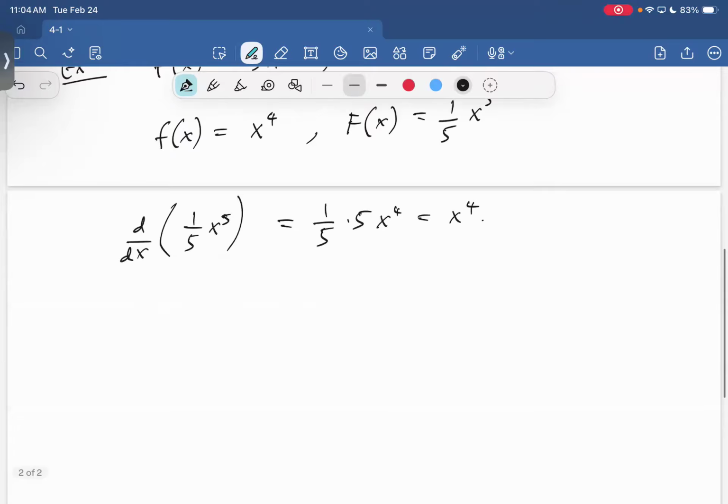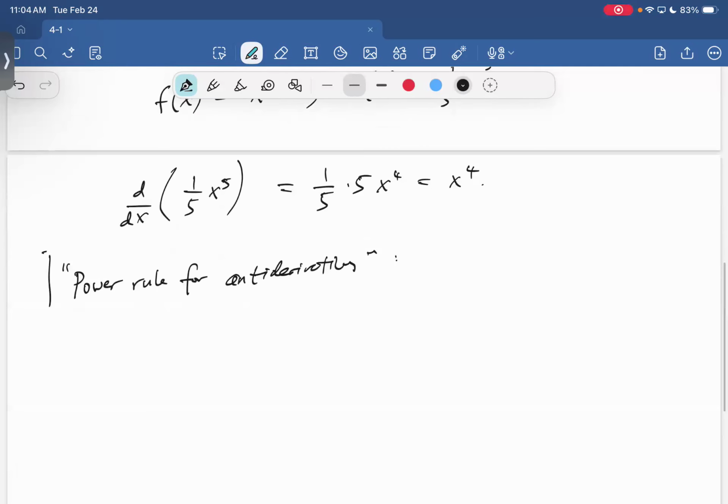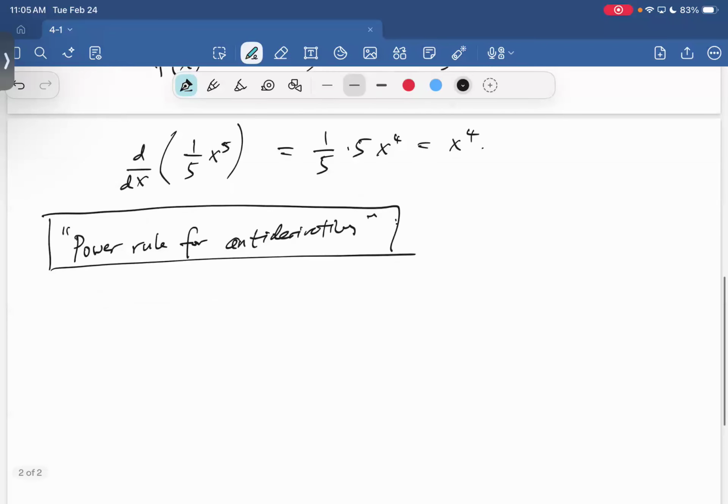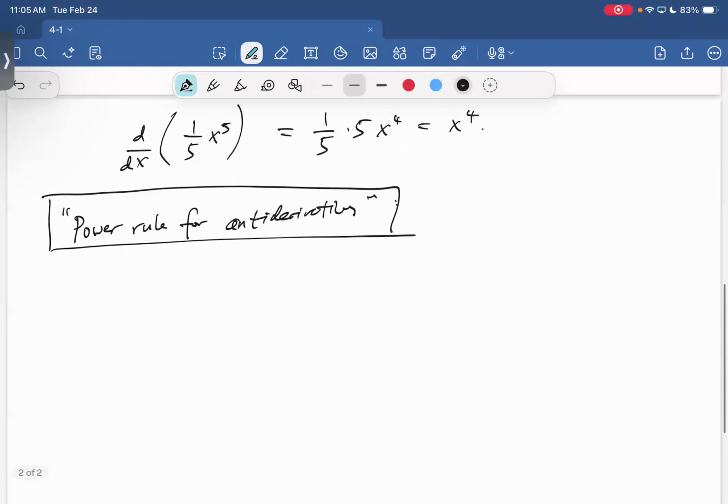So this leads us to an important formula. So memorize this. This is kind of the power rule for antiderivatives. Is there a product rule? Hudson, have a seat, please. Well, stop talking about Don.